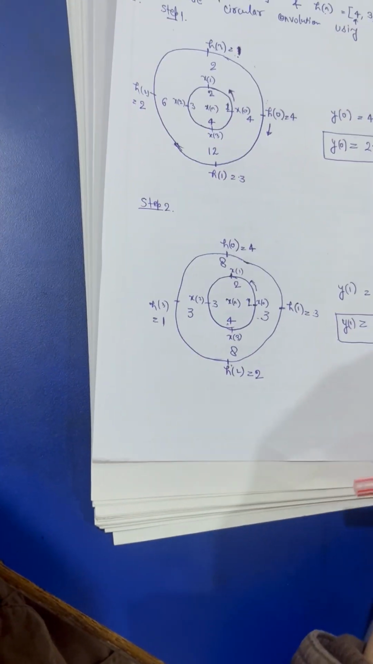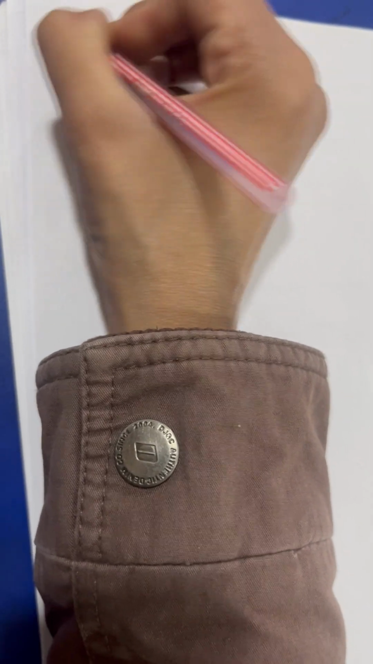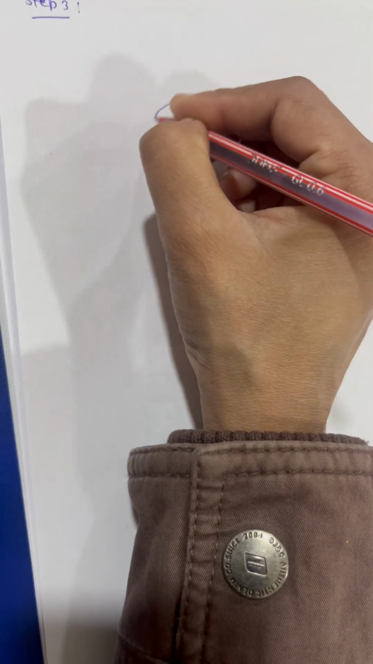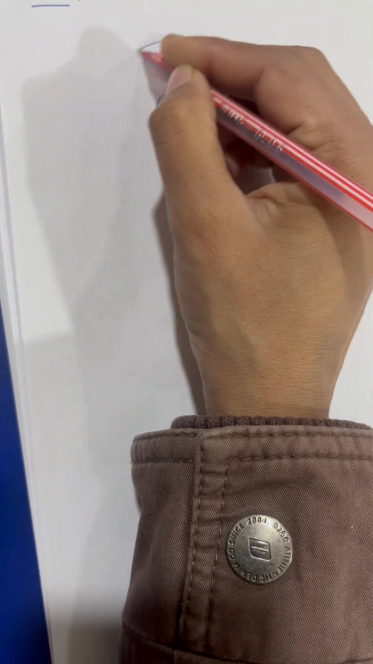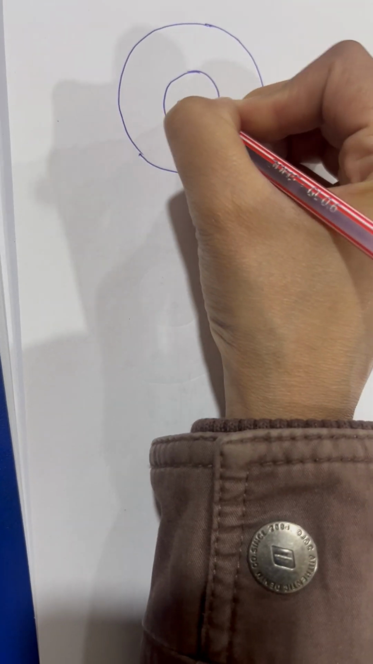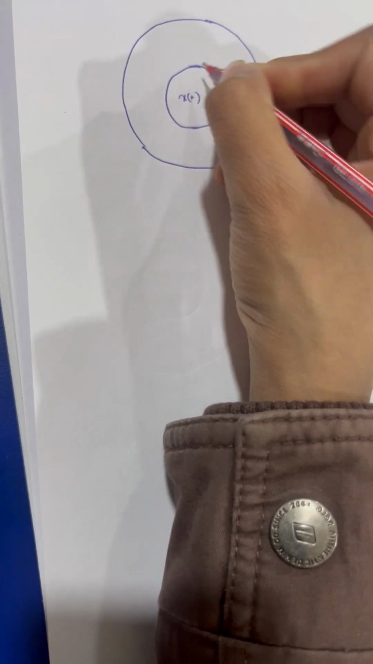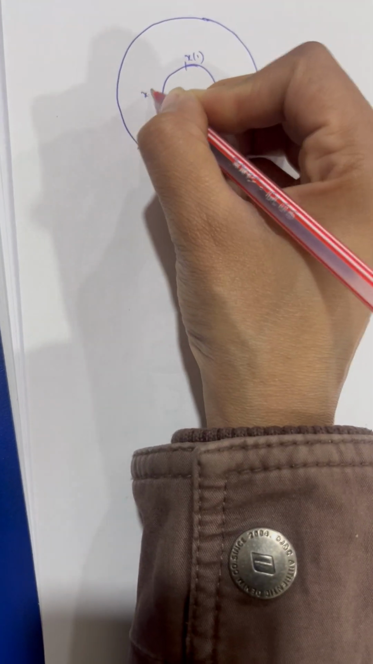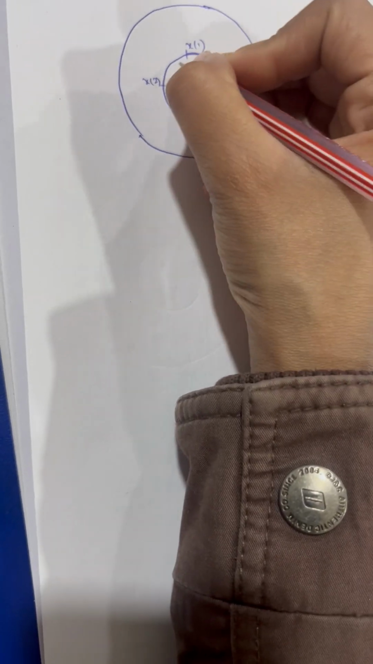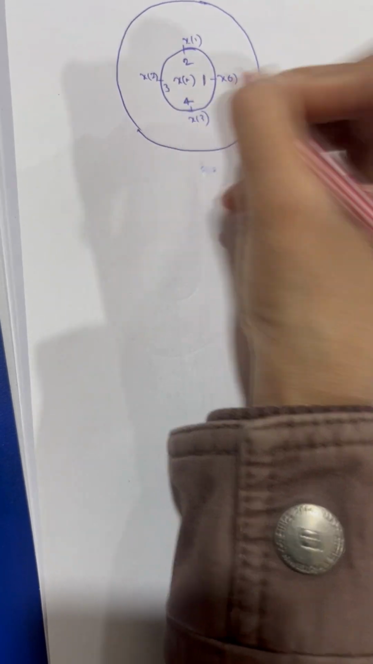In step 3, we will calculate the value of y2. So again draw the circles for x(n) and h(n). x(n) will be the same again, with x0, x1, x2 and x3 containing 1, 2, 3 and 4.